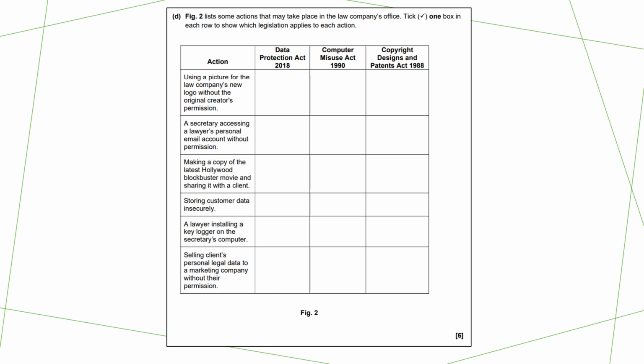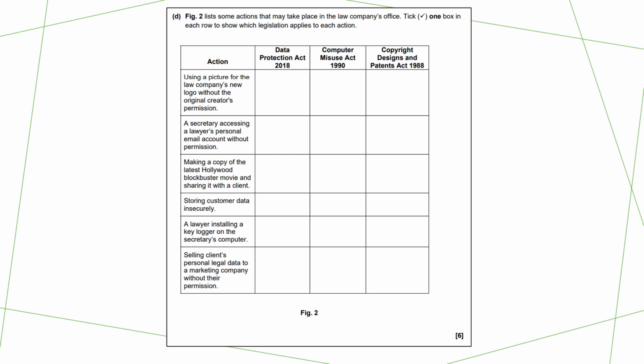So the first one says, using a picture for the law company's new logo without the original creator's permission. Which law would that be? And then you tick that box. Next one, a secretary accessing a lawyer's personal email account without permission. Making a copy of the latest Hollywood blockbuster movie and sharing it with a client. Storing customer data insecurely. A lawyer installing a keylogger on a secretary's computer. And selling clients' personal legal data to a marketing company without their permission.